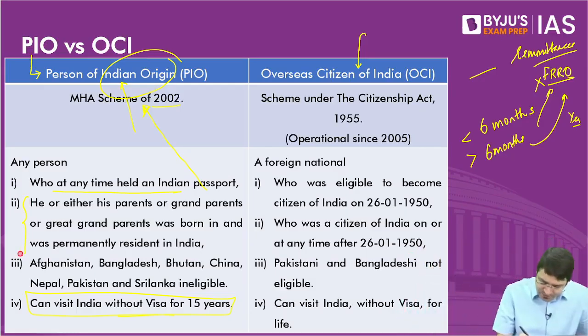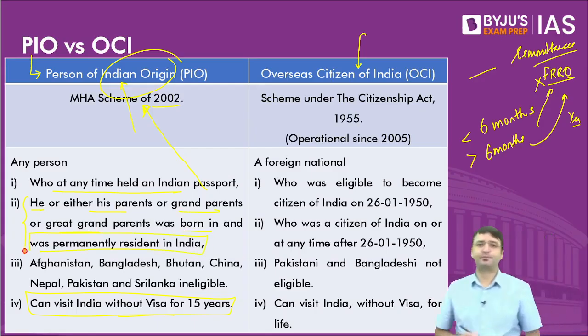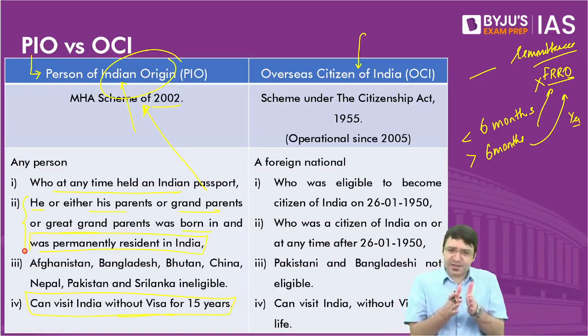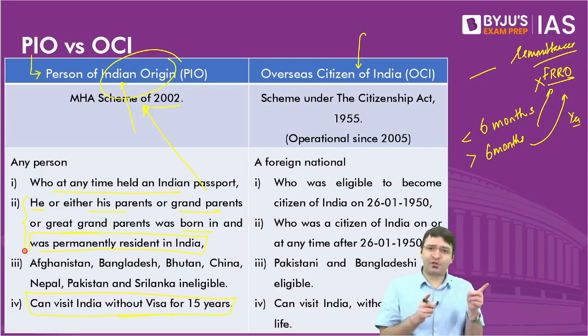Another person who is a person of Indian origin is, if he or either his parents or grandparents or great-grandparents were born in and were permanently resident of India. In a sense, I am a citizen of the US right now. My parents were also citizens of US. But my great grandfather or great grandmother were citizens of India. Now I become whom? I become a person of Indian origin.